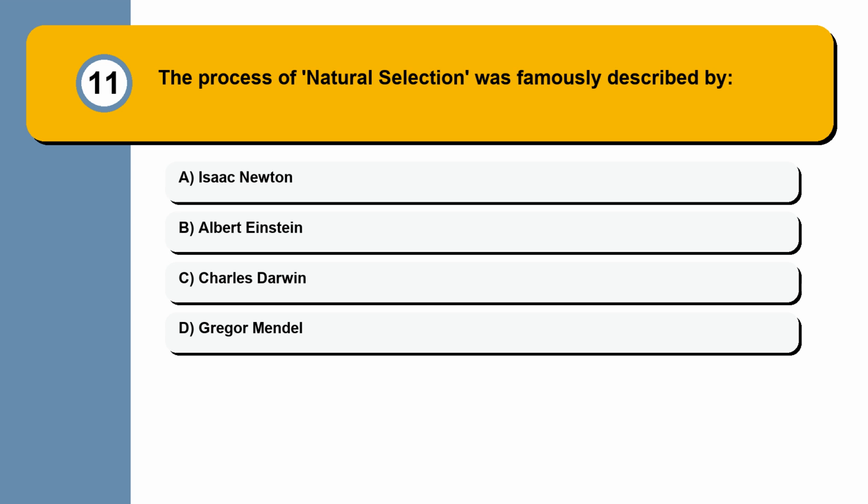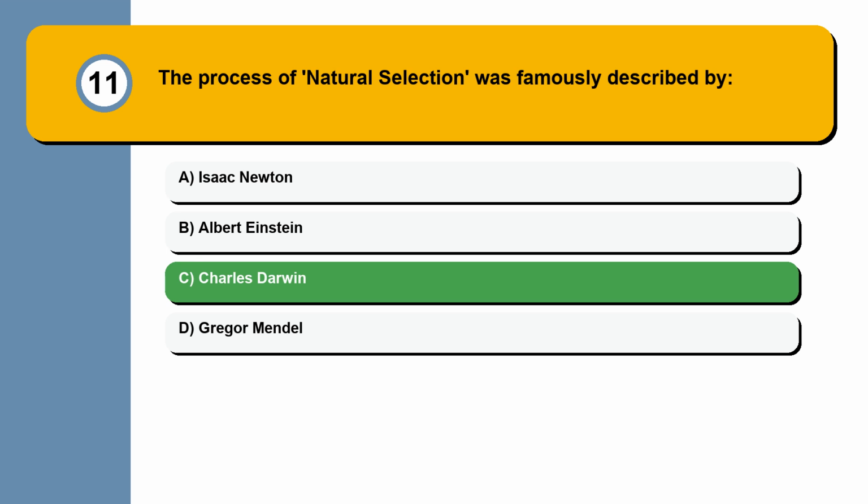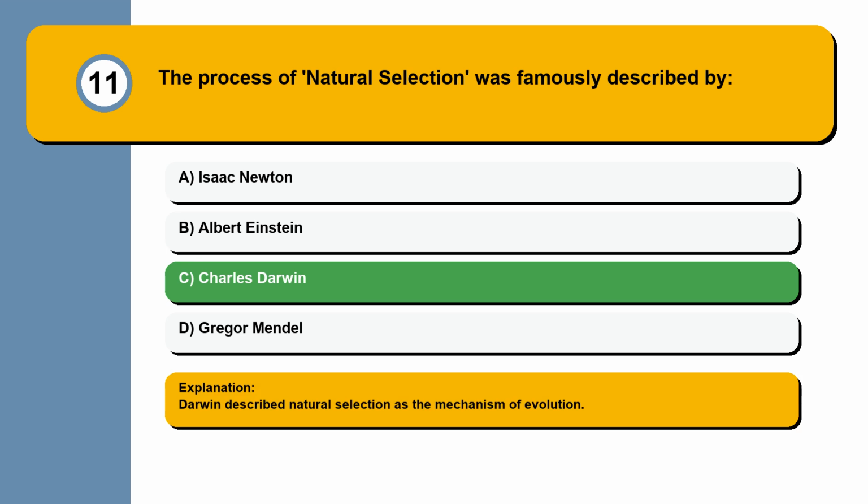Question 11. The process of natural selection was famously described by Isaac Newton, Albert Einstein, Charles Darwin, Gregor Mendel. Darwin described natural selection as the mechanism of evolution.